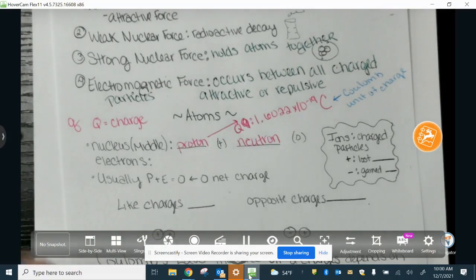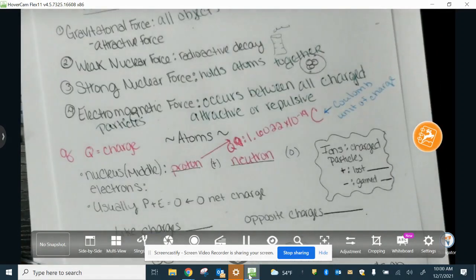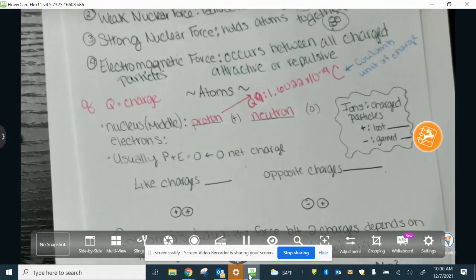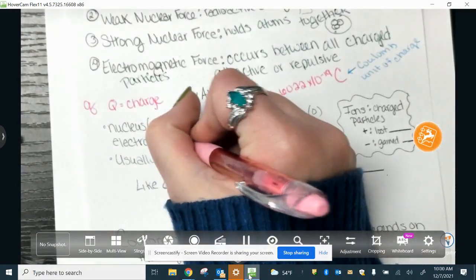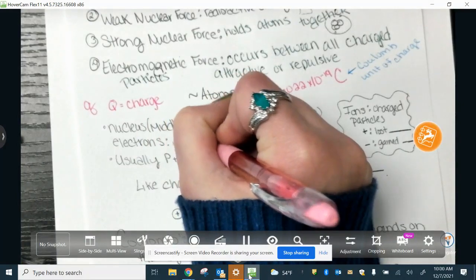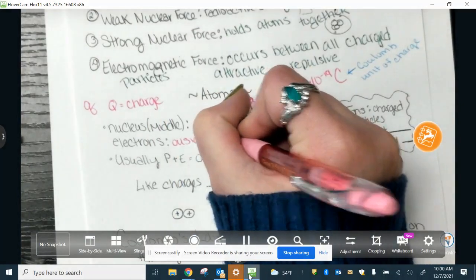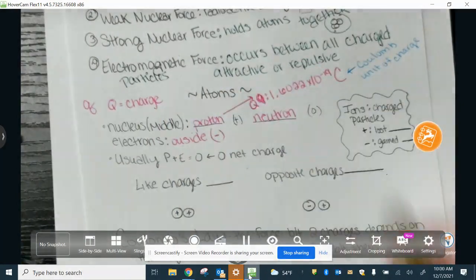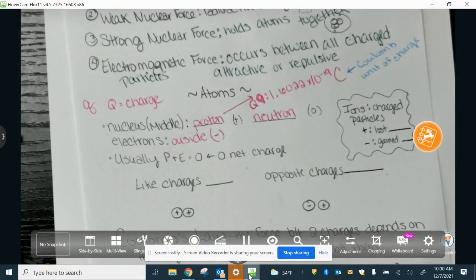And then we also have in the atom, or really on the outside of the atom, we have these electrons. On the outside, they are negatively charged.